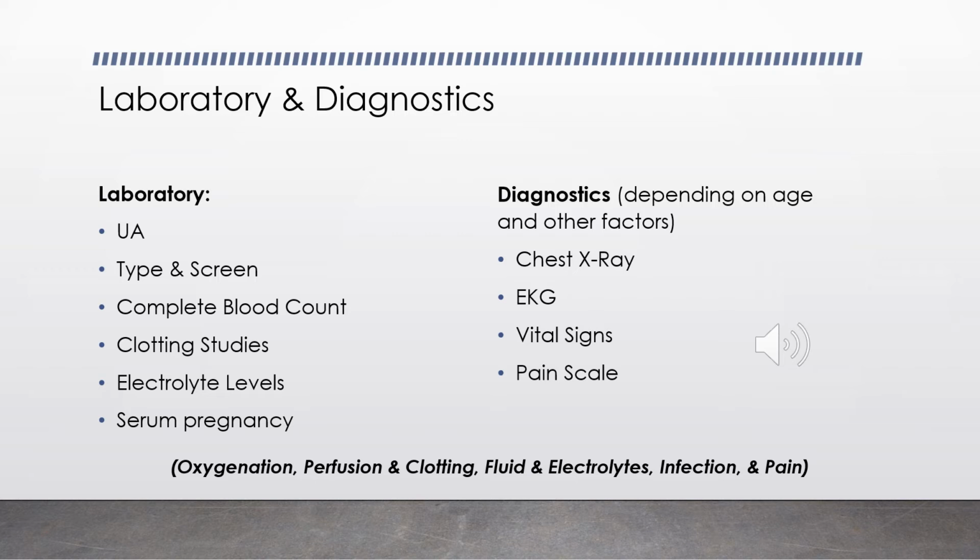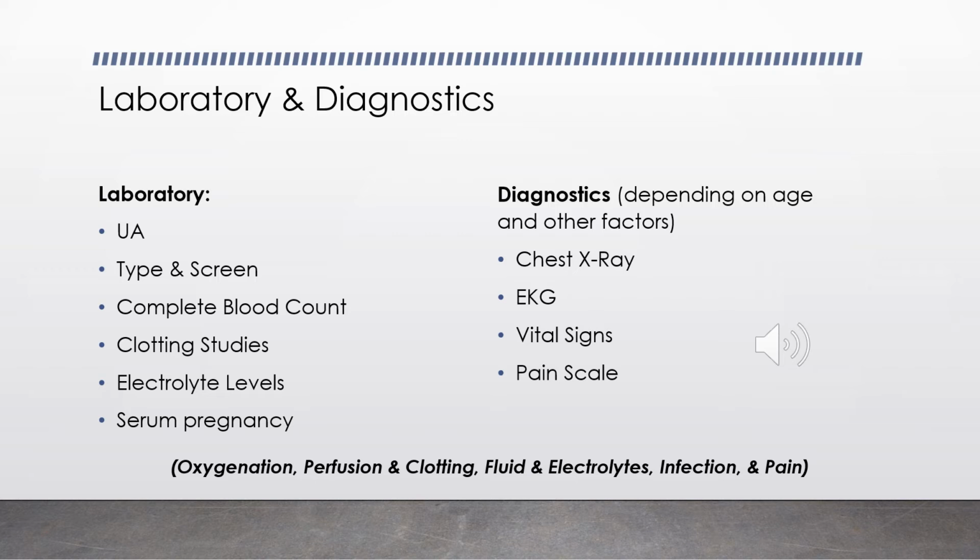We want to make sure that they're hydrated. So we look at their specific gravity. That has to do with fluid and electrolytes, right? We want to look at glucose in their urine because if their glucose is high, whether they have diabetes or not, increased glucose will increase the risk for infection, right?